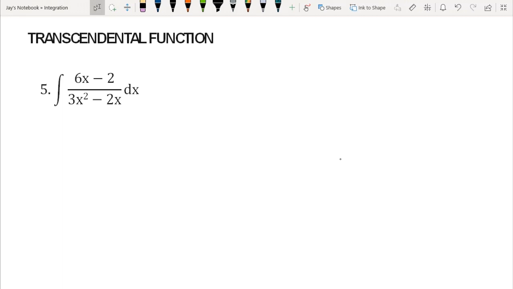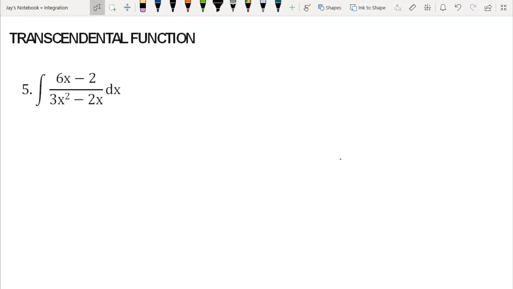Now we have the integration of transcendental function, that is the integration of 6x minus 2 over 3x squared minus 2x dx. Now in this case, we can look for our value of u here, that is 3x squared minus 2x. Our du here, that is equal to 6x minus 2, that is dx.